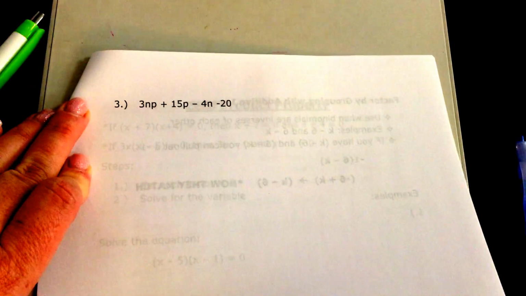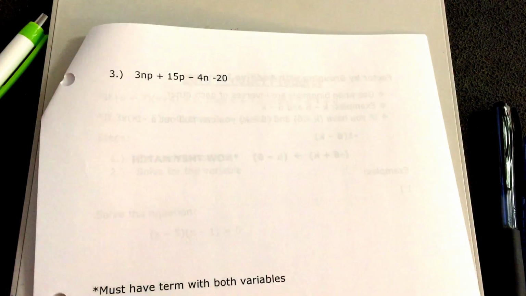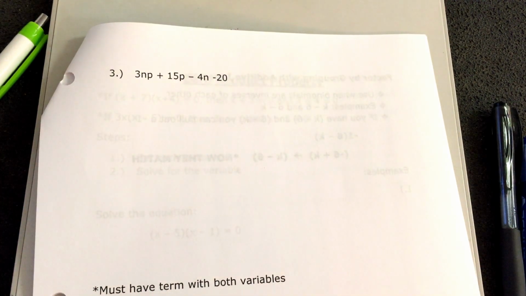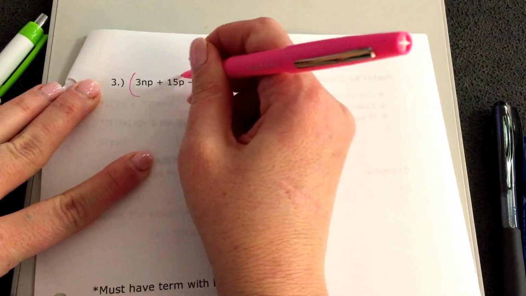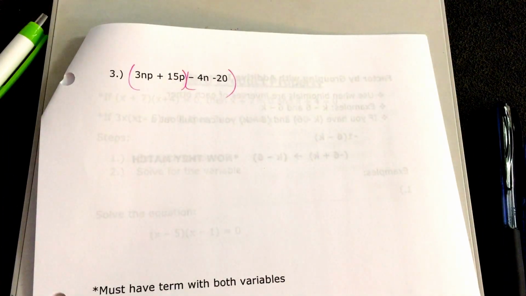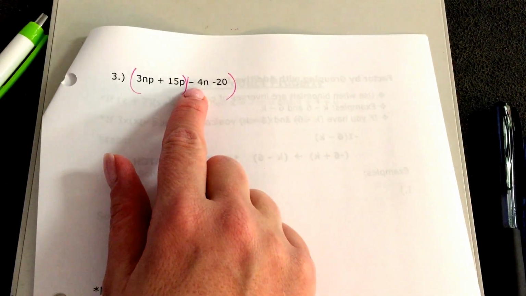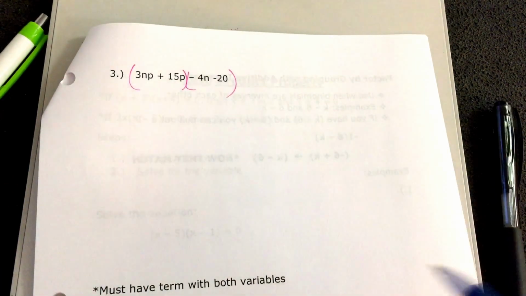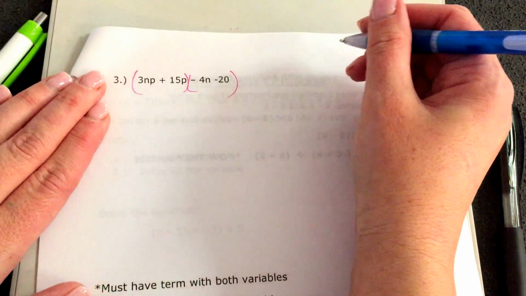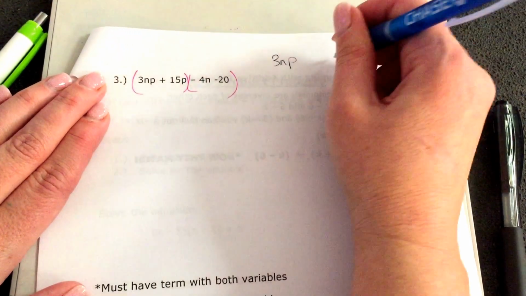Number 3. If you want to go ahead and work ahead of me, go for it. If you want to pause the video, you can see if you have the correct answer in a minute. So I'm going to put my parentheses, and make sure you include this negative 4 inside your parentheses. Now, if you need to, on the side, I want you to factor.